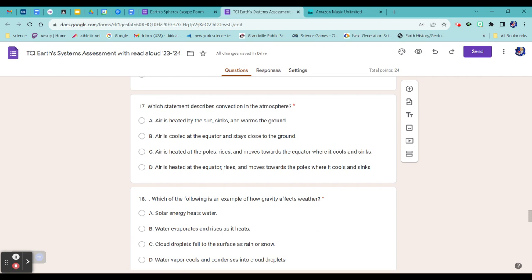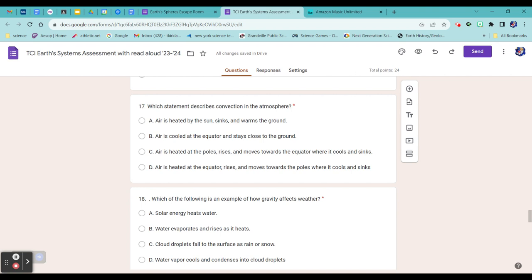17. Which statement describes convection in the atmosphere? A, air is heated by the sun, sinks, and warms the ground. B, air is cooled at the equator and stays close to the ground. C, air is heated at the poles, rises and moves towards the equator where it cools and sinks. D, air is heated at the equator, rises and moves towards the poles where it cools and sinks.